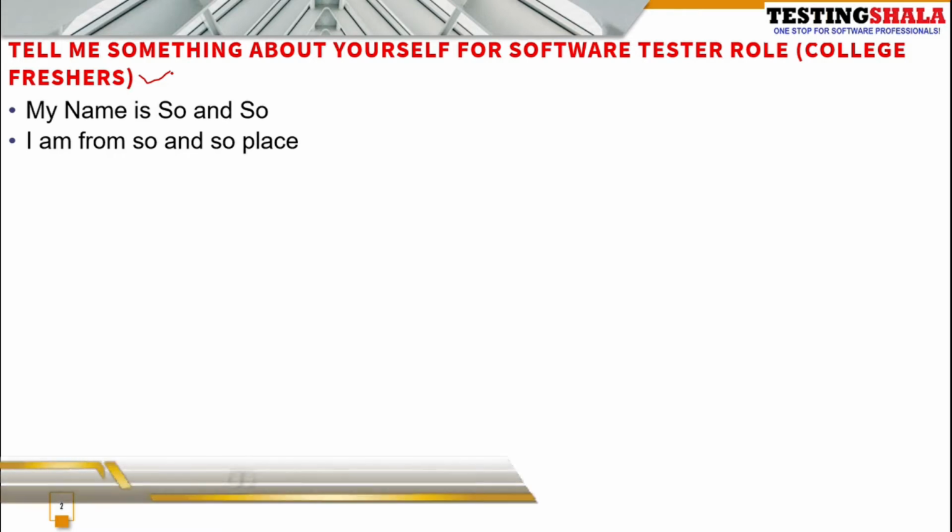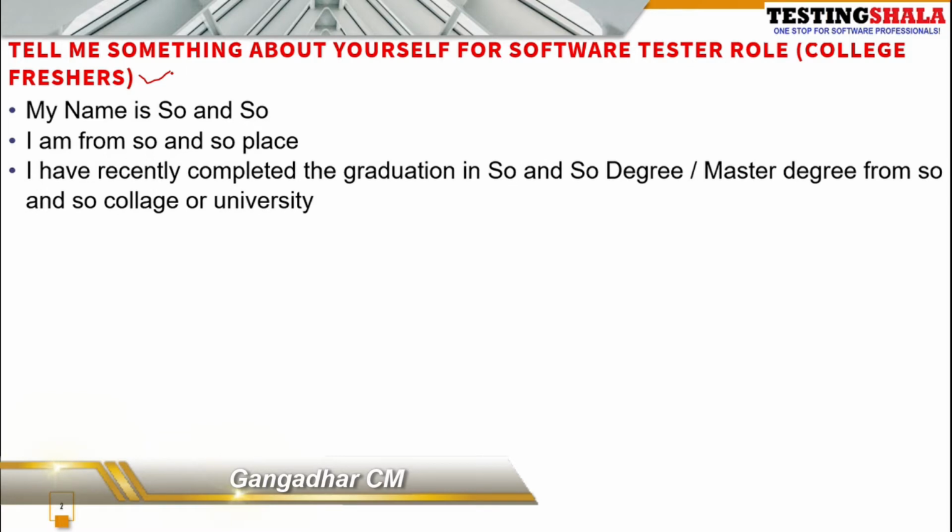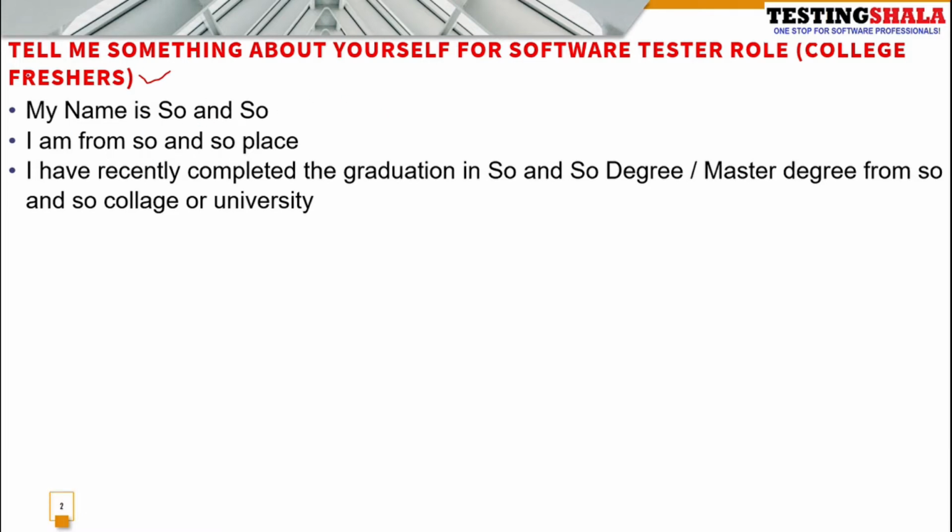I have studied at this college, or I have completed my graduation from so and so college, and I have completed so and so degree, and I have a master's degree or a diploma or whatever. You should clearly call that out in these first three lines: what is your name, from which place you come, and what is your educational qualification. This would be the brief introduction about yourself.